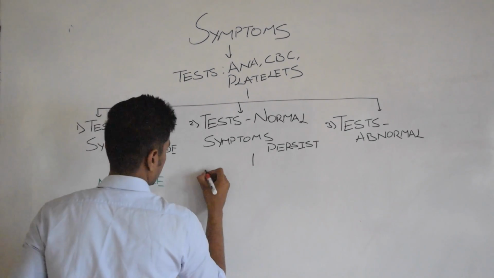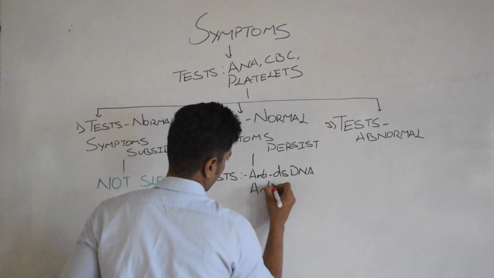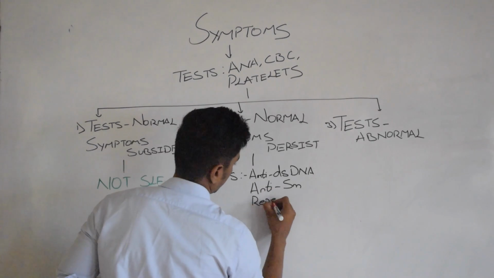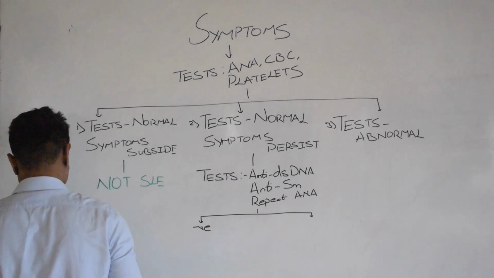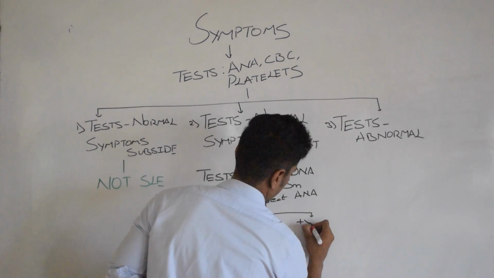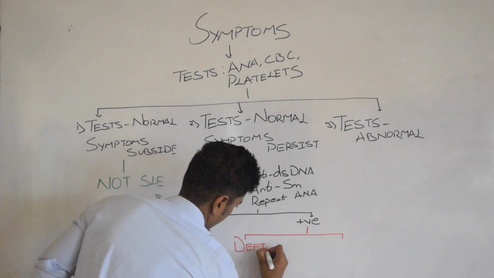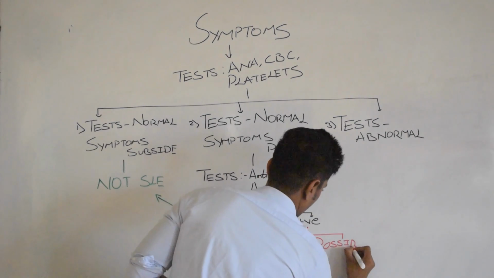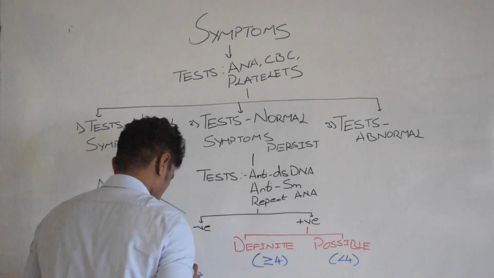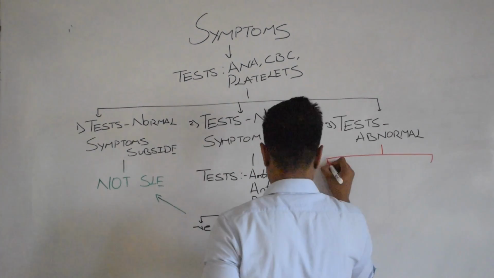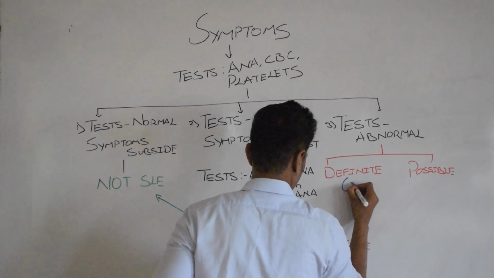In the second scenario where the tests are normal and symptoms persist, we order tests such as anti-dsDNA, anti-Smith antigen, and repeat ANA. Now there are two possibilities. All these tests can come back negative, and if they're negative, it's again not SLE. And if they're positive, there are two things that can happen. It's either definite SLE or possible SLE. Remember when I said our clinical features will help in our diagnosis? If 4 or more of those symptoms are seen at any given point, it's definite. And if fewer than 4 are seen, it's possible.